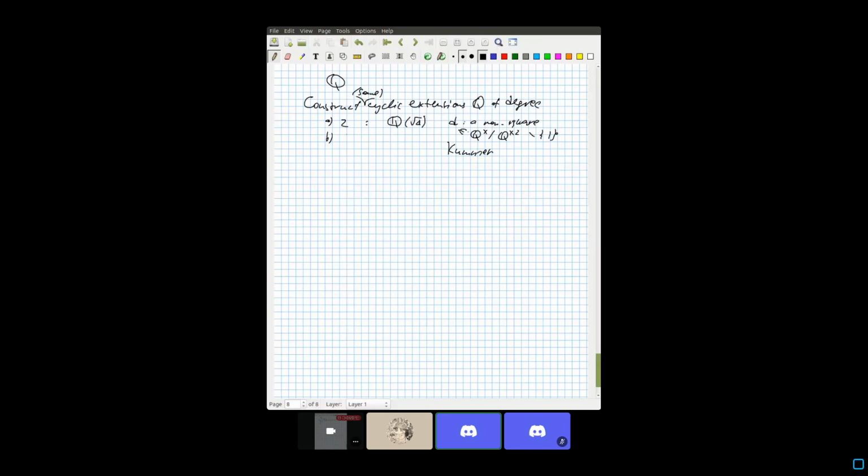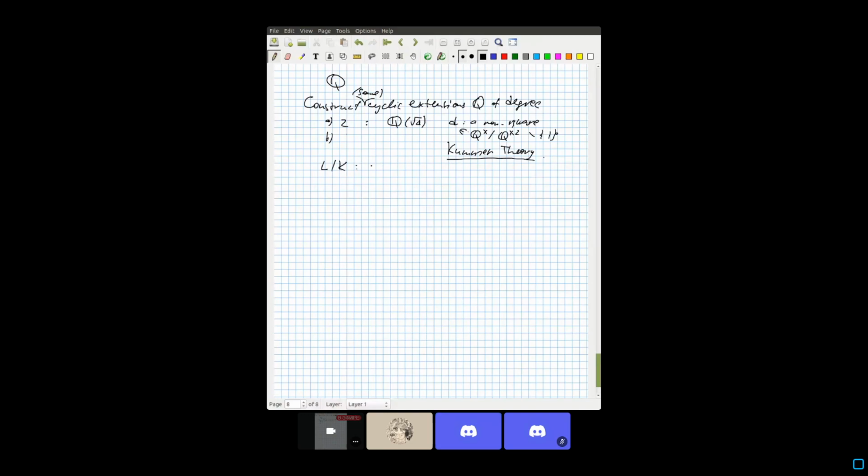Could you please repeat the Kummer theory? Yeah, so what does it consist of? The Kummer theory says that if we have a Galois extension. Well, actually, sorry, not a Galois extension, just any extension.